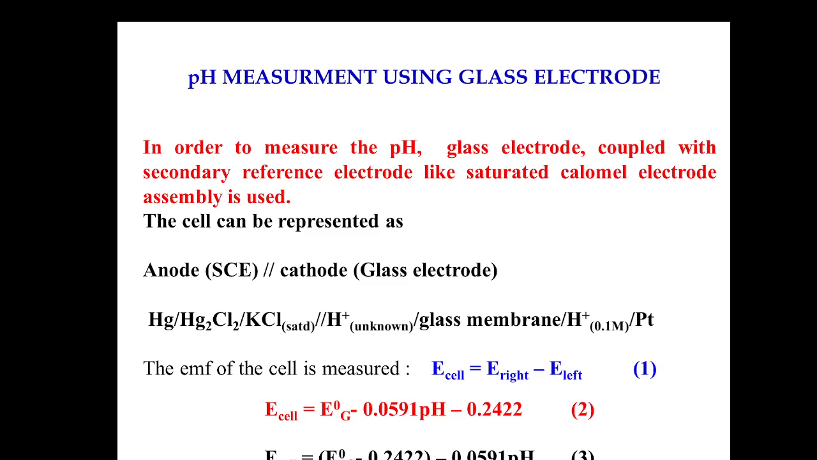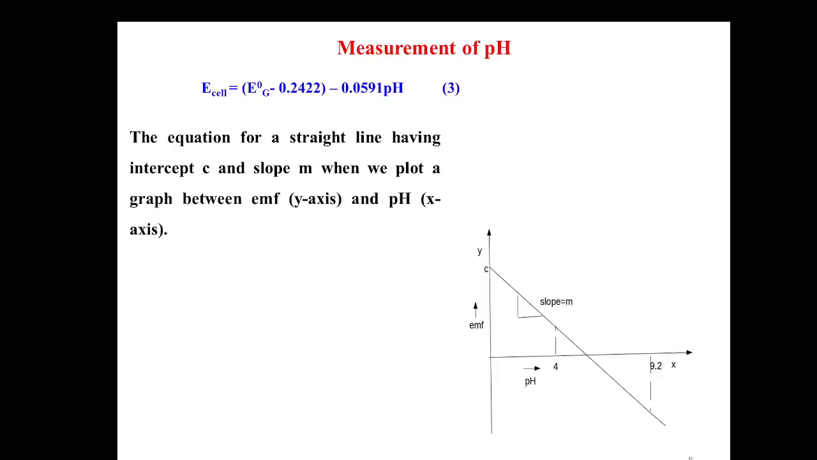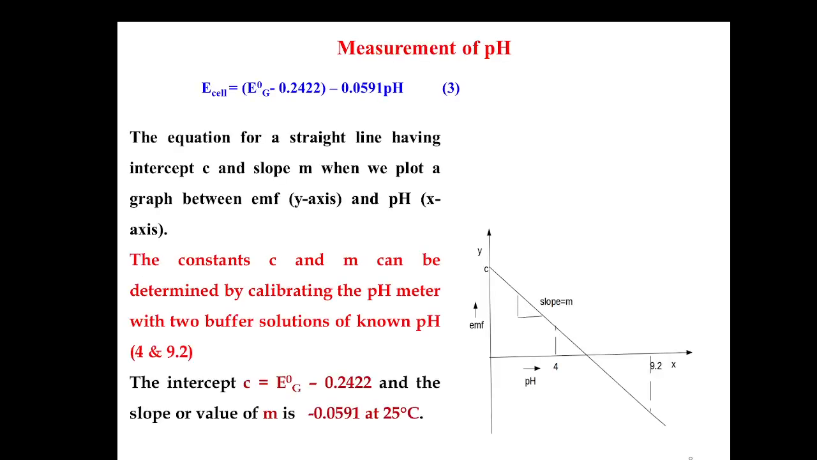This equation is of the form of a straight line. That is, when we plot E cell, the EMF of the cell, along the y-axis and pH along the x-axis, a straight line graph will be obtained with a negative slope, that is m equals minus 0.0591, and the intercept of this graph will be E naught G minus 0.2422.